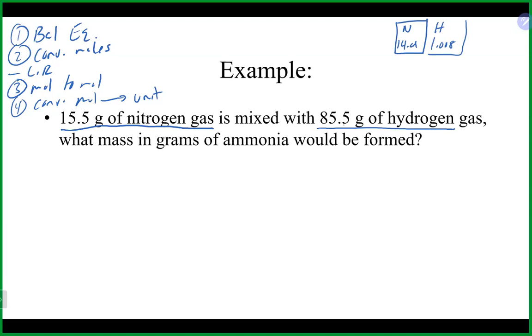So the first thing we want in any stoichiometry problem, which clearly this is, is the balanced equation. So nitrogen gas is N2, yeah. Remember, it's a diatomic.